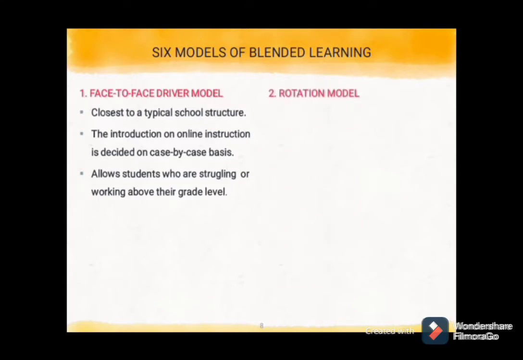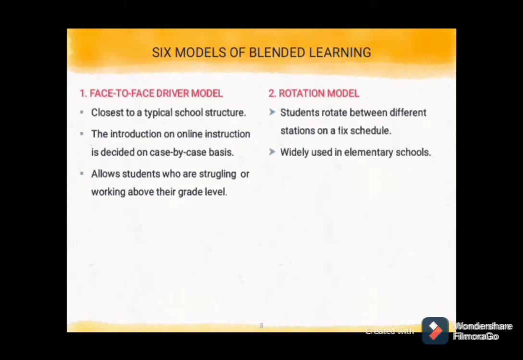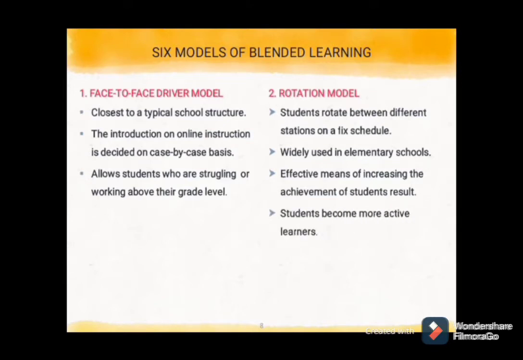The second model is the rotation model. In this form of blended learning, students rotate between different stations on a fixed schedule, either working online or spending face-to-face time with their teacher. The rotation model is more widely used in elementary school. Blended learning was determined to be an effective means of increasing the achievement of the students. As a result, students became more active learners.